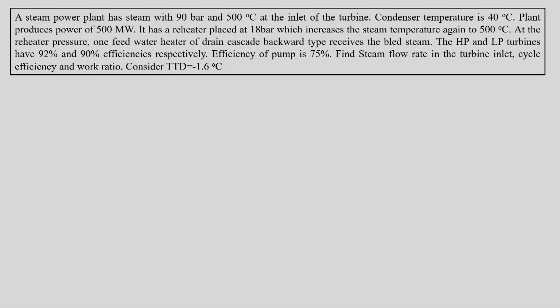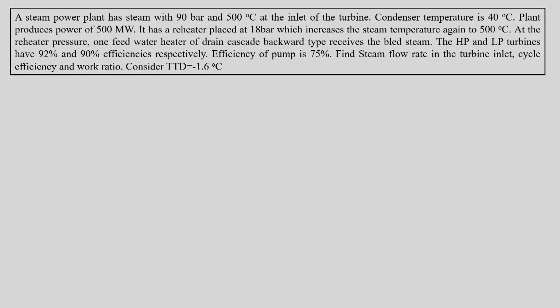Welcome to the class. Here we will see one example of regeneration which we had not seen yet. This example says that a steam power plant has steam with 90 bar and 500 degrees Celsius at the inlet of the turbine. Condenser temperature is 40 degrees Celsius. Plant produces power of 500 megawatt.